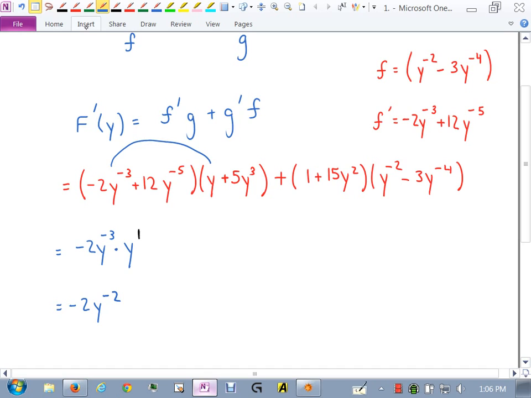So let me see if I can do the next one faster. This one times this one. So what coefficient will I have? Negative 10. What power of y will I have?